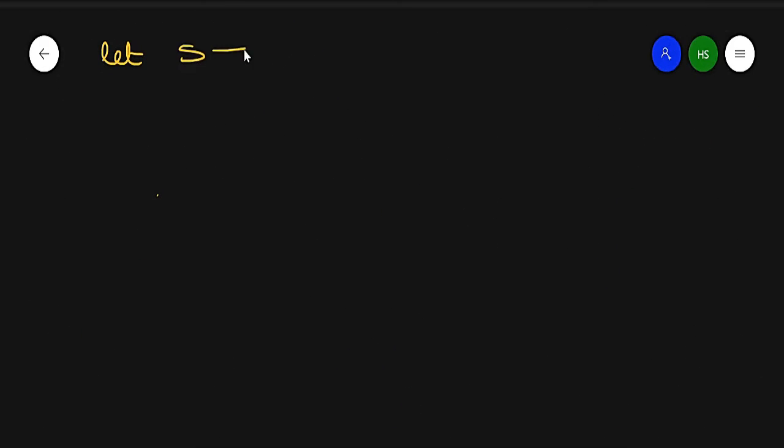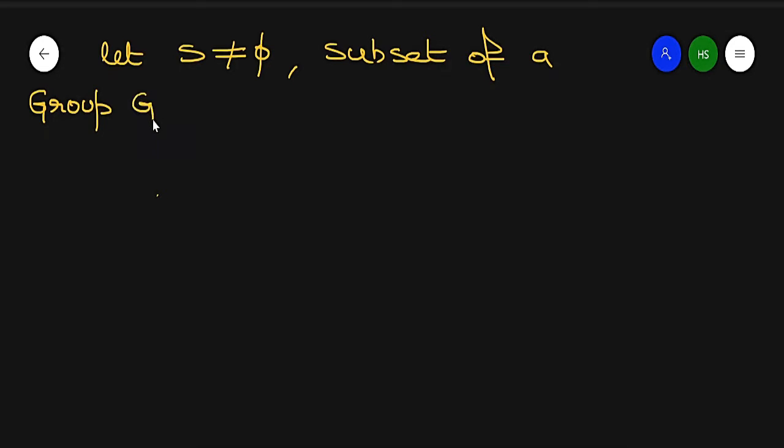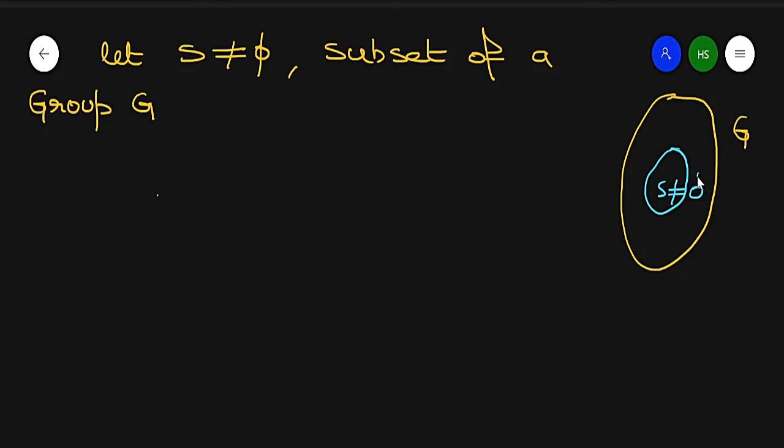Let S be a non-empty subset of a group G. So G is some group and S is a non-empty subset of group G. Suppose this G is some group and here this S is a non-empty subset. So it is just only a subset.